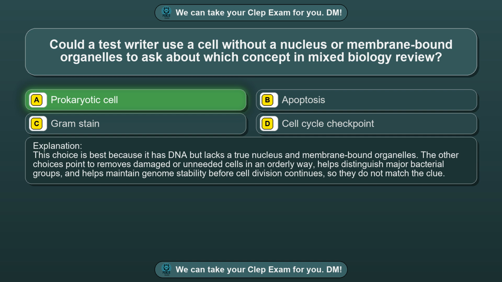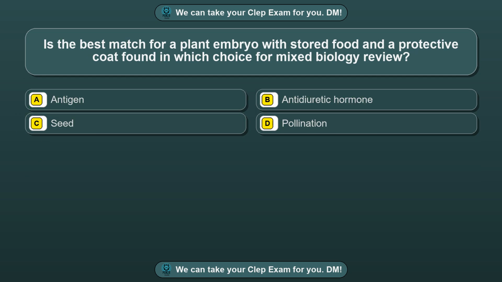The other choices point to removes damaged or unneeded cells in an orderly way, helps distinguish major bacterial groups, and helps maintain genome stability before cell division continues, so they do not match the clue. Question 66. Is the best match for a plant embryo with stored food and a protective coat found in which choice for Mixed Biology Review?